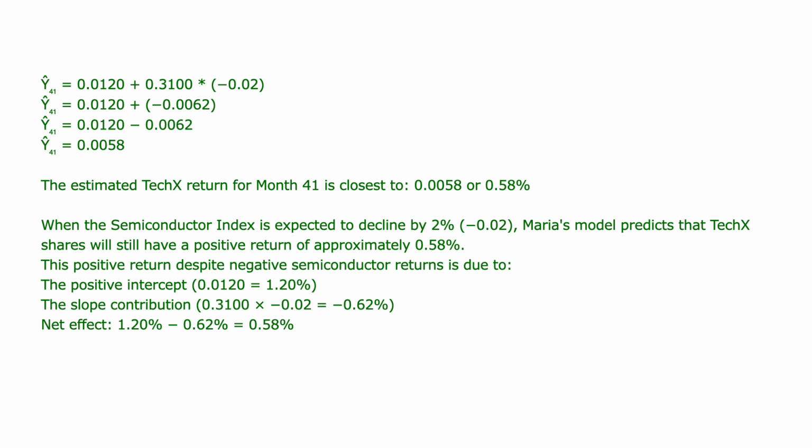Even with a negative return in the independent variable, the predicted return remains positive because the baseline intercept is larger than the negative impact of the slope.